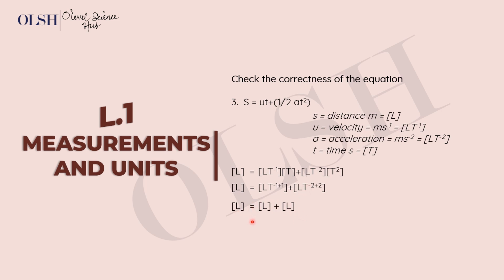Now, note that this equation is correct, because if we simplify this further, we're going to have capital letter [L] equal to 2 times capital letter [L]. Now, that 2 is a dimensionless constant and is of no consequence when we're discussing dimensions. So once we have all terms of the equation equal, then we have a correct answer. Alright, so this is correct.